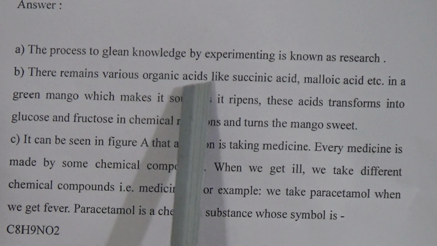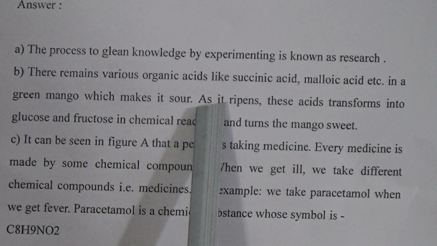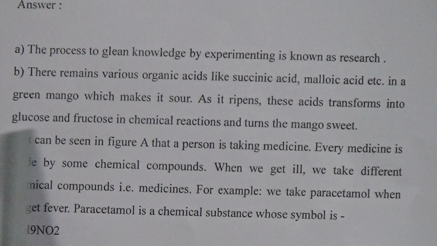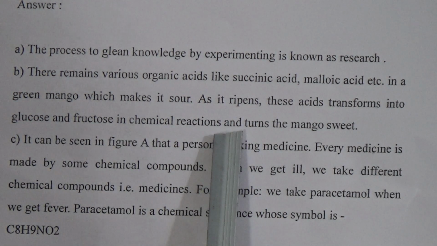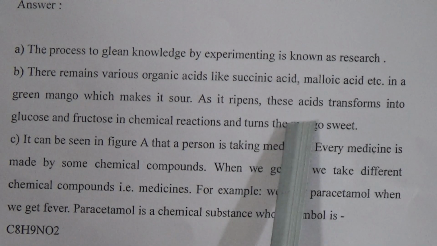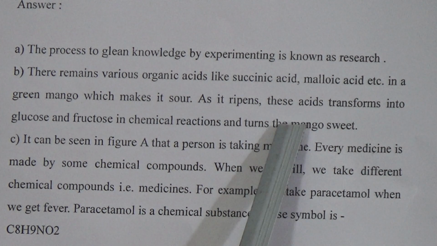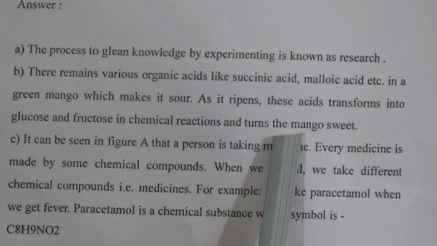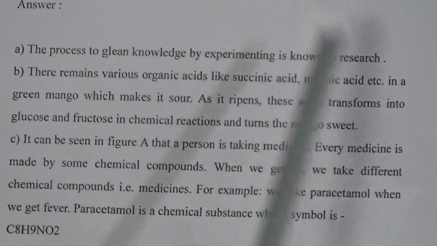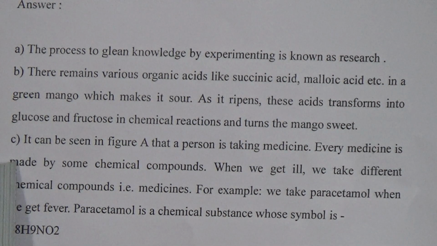There are various organic acids like succinic acid, malic acid, etc. in a green mango, which make it sour, and as it ripens, these acids transform into glucose and fructose in a chemical reaction and turn the mango sweet. That means the acids make the green mango sour, and when through the chemical reaction the acids turn into glucose and fructose, that's why the ripened mango becomes sweet. These two questions, A and B, you will get in your book. Now come to the next one.